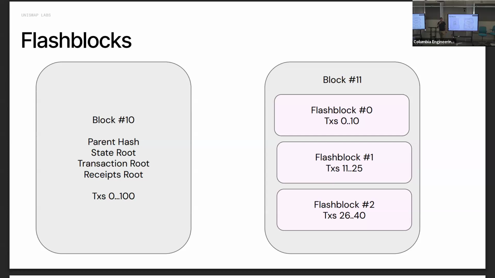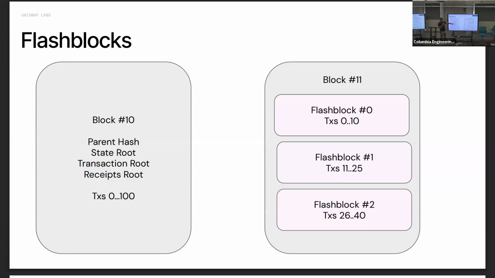Why wouldn't we get the final block? I'll go over a bit why we prefer flash blocks to blocks, but yes, they're nicer than full blocks every 200 milliseconds. I was wondering what the difference is between a flash block and a regular block. Yes. So here we go. Here's a full block. It's got a parent hash. It's got a state root.